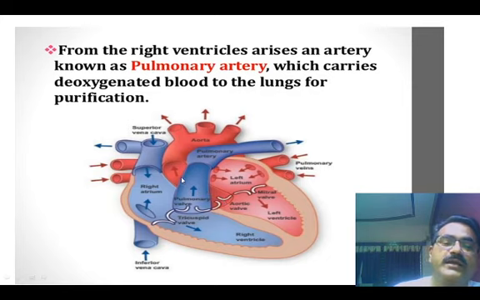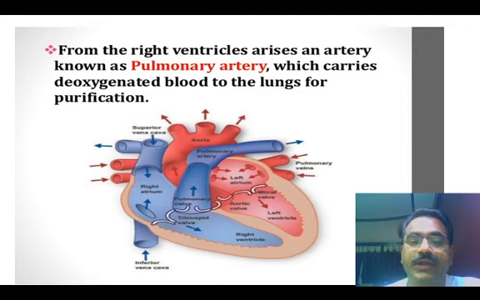Okay, and here the blood goes toward the dorsal aorta, and they supply blood. What type of blood? Oxygenated blood to the different parts of the body. Okay, all of you got it?